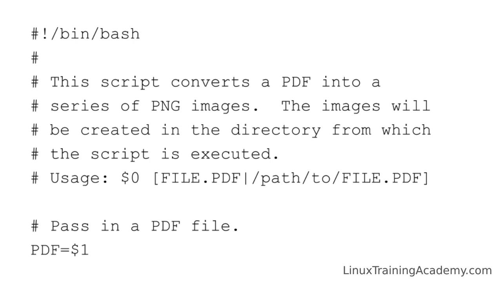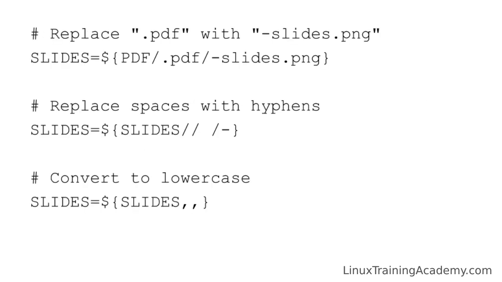This next script takes my slides that are in PDF format and creates a series of PNG files that I can use with my video editing software. Again, the first line is a shebang and then a description of what the program does and even how to use it. And the first thing we do is pass in a PDF file and we assign that to the PDF variable. Next, I create a slides variable and I replace the .pdf with -slides.png in the file name.